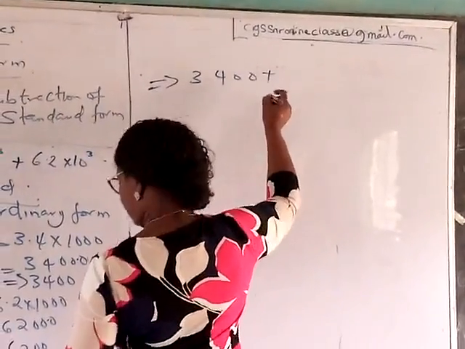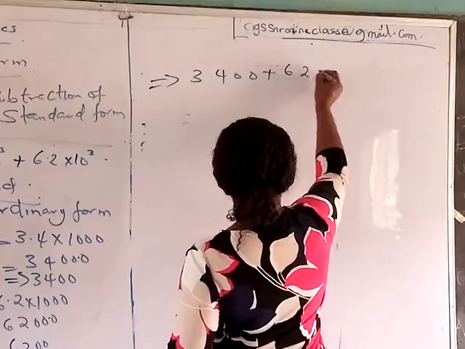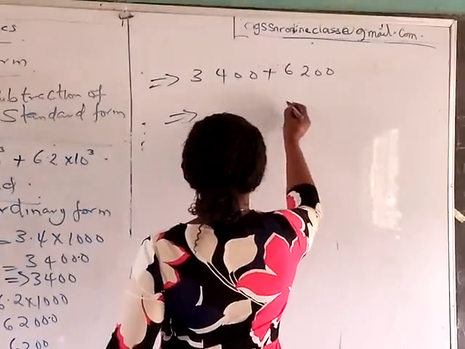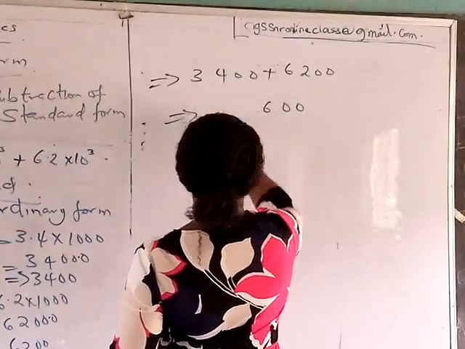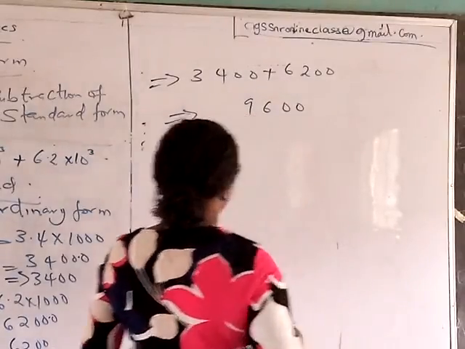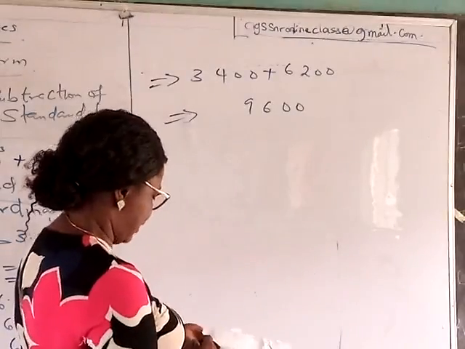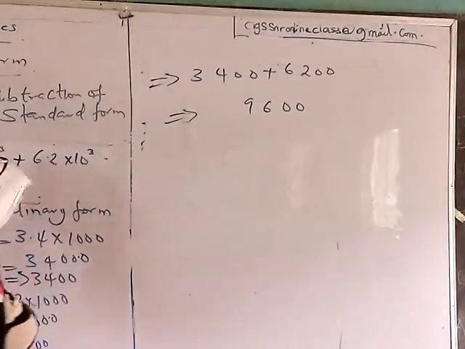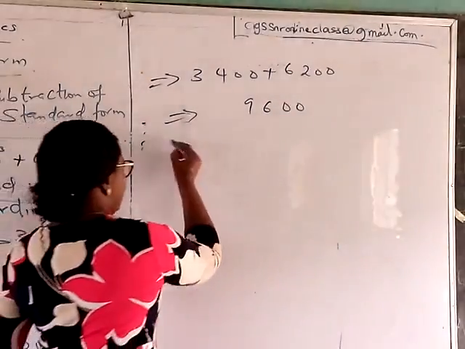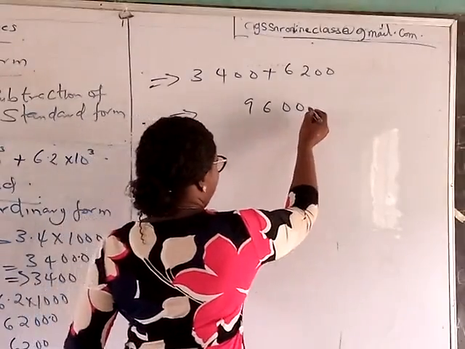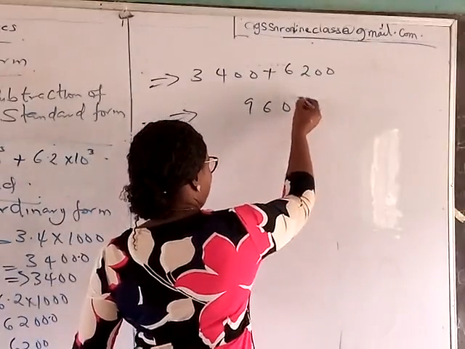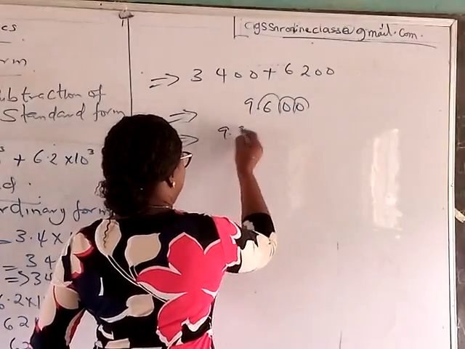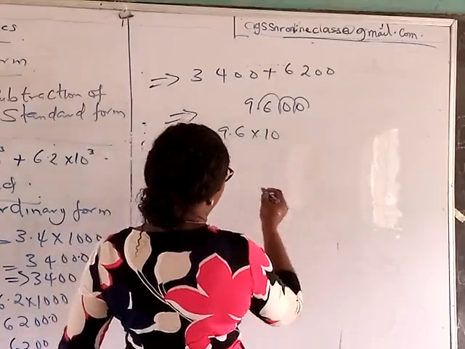3400 plus 6200, and that will eventually give us 9600. Then we have to change our 9600 to standard form because the question is given in standard form. And so we will now be left with moving the decimal point from the back forward 1, 2, 3. That means we have 9.6 times 10 raised to the power 3.